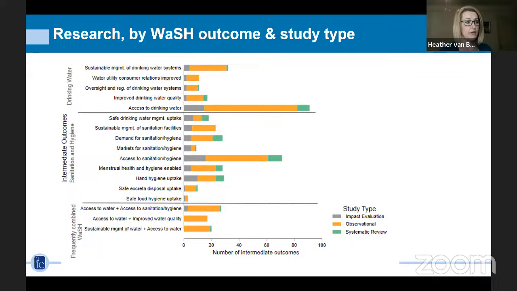We also note that very few studies looked at the safe food hygiene WASH outcome. We've included another category on the map here at the bottom of the frequently combined WASH outcomes. These were just the top 3 combinations of WASH outcomes within studies that we identified. Most commonly, studies may look at access to drinking water combined with access to sanitation and hygiene. That is a frequently occurring combination of these WASH outcomes.